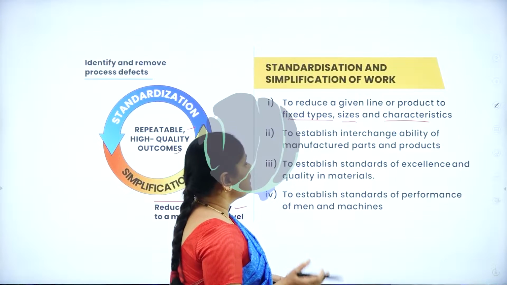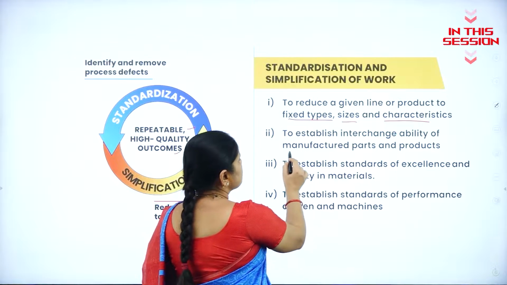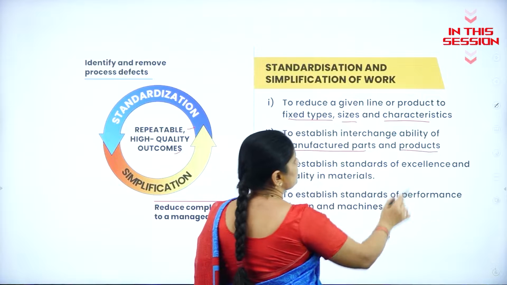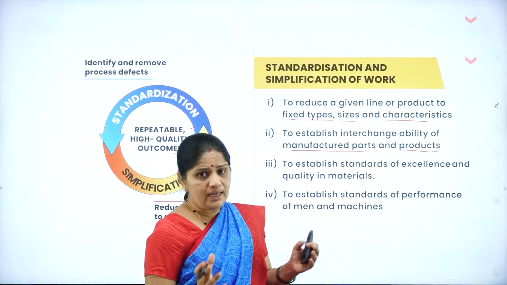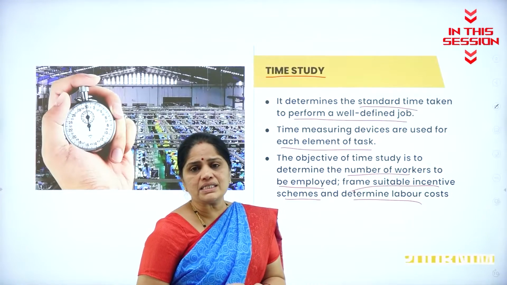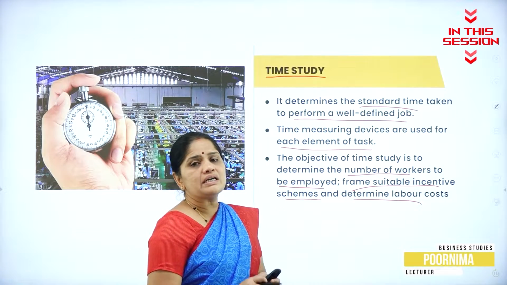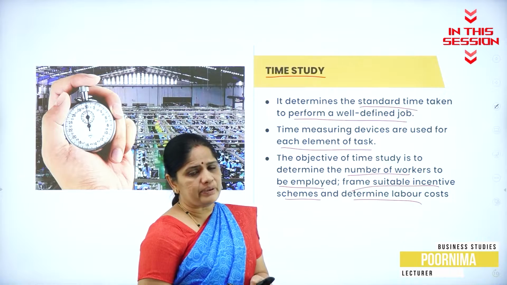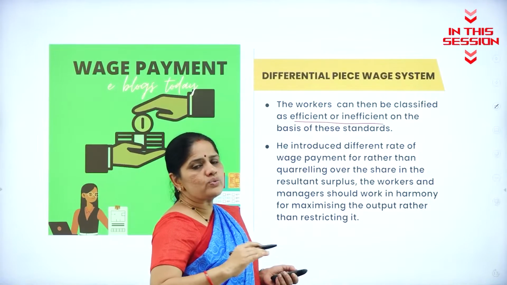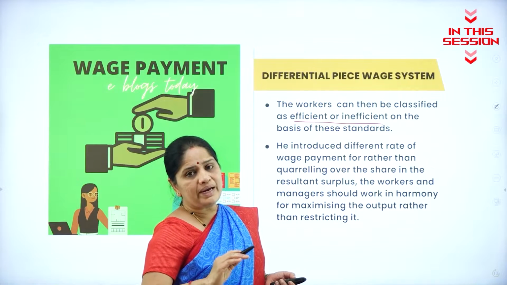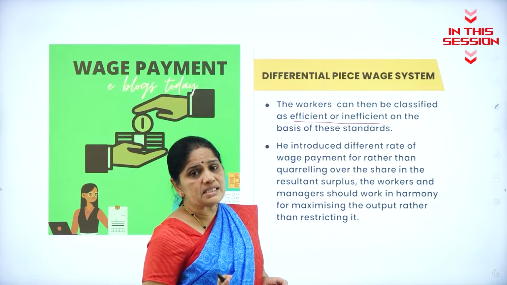To establish interchangeability of manufactured parts and products. So you have to see that the manufactured parts and products are interchangeable. So why these incentive schemes? If the worker does the job within the standard period, then he should be amply rewarded. Those workers who reach the standards set by the management are considered as efficient.